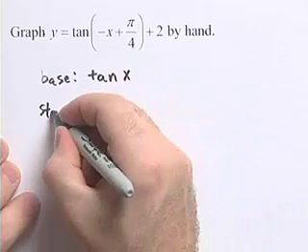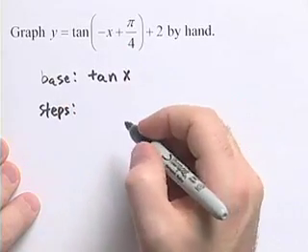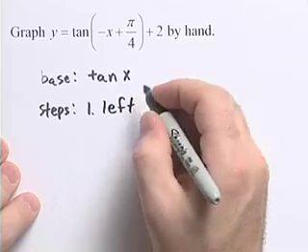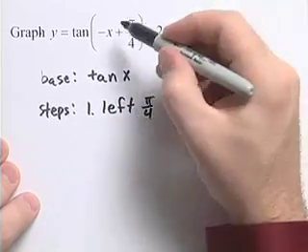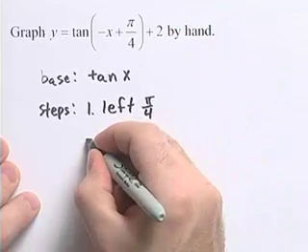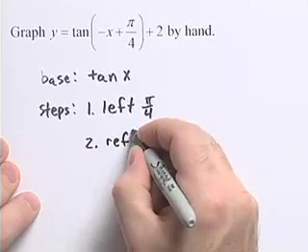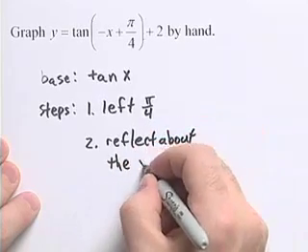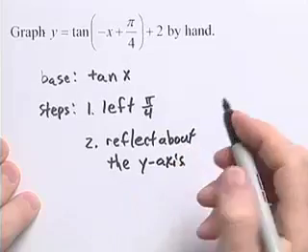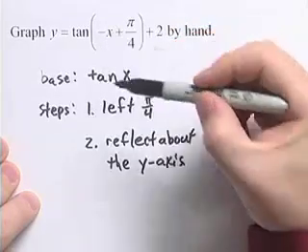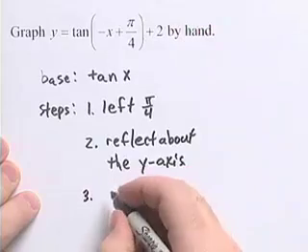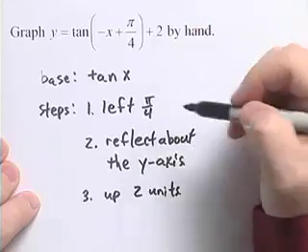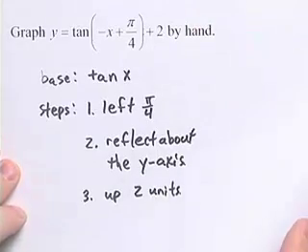To get to the graph of our given function from the graph of our base function, we need to first shift the graph of our base function to the left by pi over 4 units. So the plus pi over 4 tells us to do that. Next, we're going to reflect about the y-axis. Remember, that means we change x to negative x. That's what this tells us to do. And then the third thing we're going to do is shift the graph up 2 units. That's what this plus 2 out here tells us to do. So we'll go to another page to do our graph.